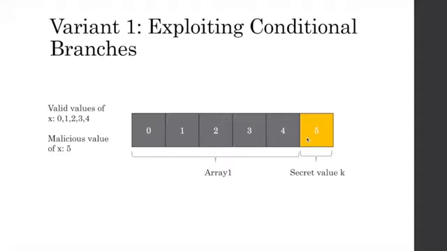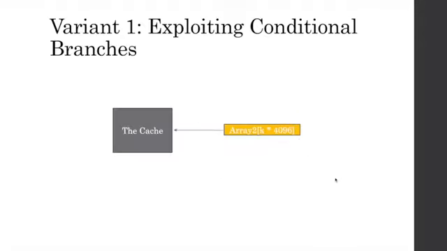The speculative execution reads a secret value k from some memory address. The secret value k is used to index array2 at k times 4096, storing it in the cache. The processor realizes the mistake and discards the speculative execution, but the cache state remains changed. The attacker measures which address in array2 was cached using cache timing attacks like Flush+Reload.